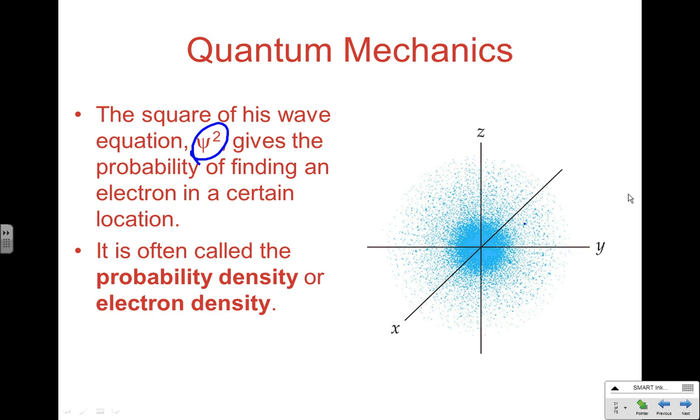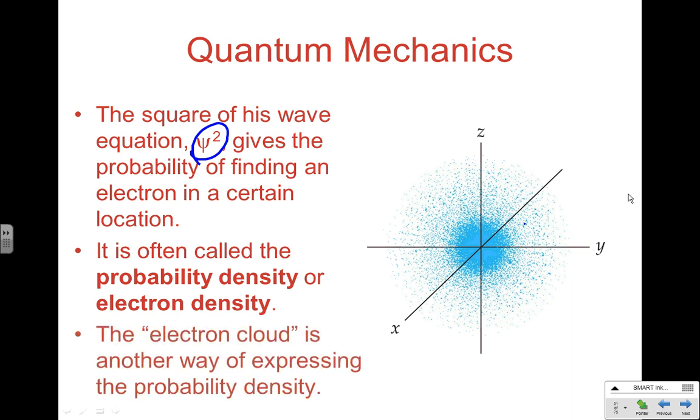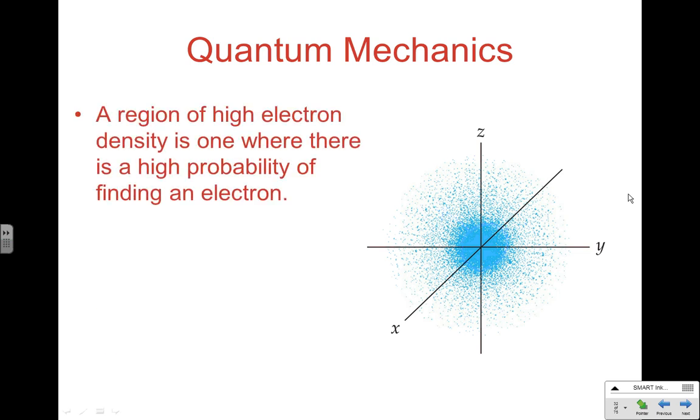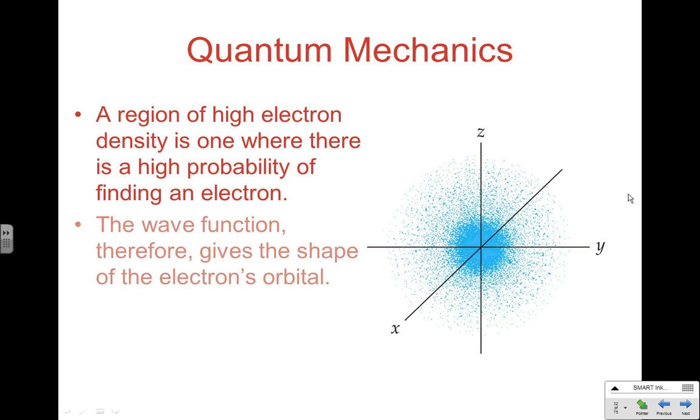Now, if you look at this diagram, this may look familiar to you from pre-AP chemistry. We refer to this type of thing as the electron cloud, and it's really another way of expressing the probability density. So when you look at this picture, you can see that most of the time the electron lives in here, and as we get farther away from that center, it's less and less likely that the electron is going to be found there. Now, a region of high electron density would be an area with a very high probability of finding the electron. And his wave function, therefore, gives us a way to look at the shape of where the electron lives, which we call the electron's orbital.